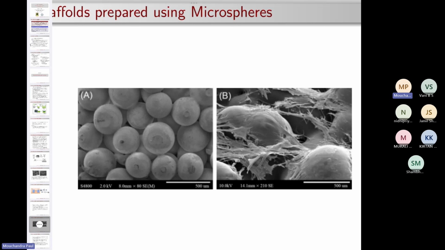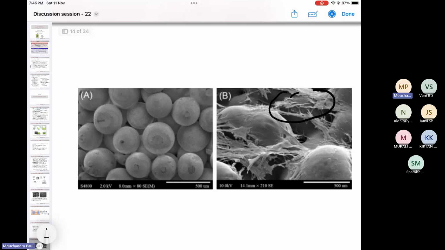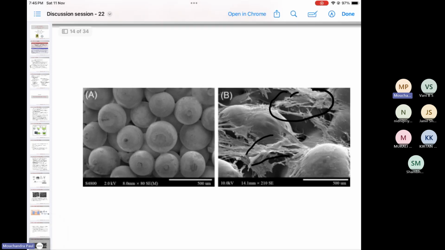This kind of scaffold is used basically for cell culture, where cells are seeded on top of the scaffold, and after a few days of growth, people have observed how the cells, these are the cell structures, have attached themselves to the spheres. So this is how cells growing on such a scaffold look under an electron microscope.